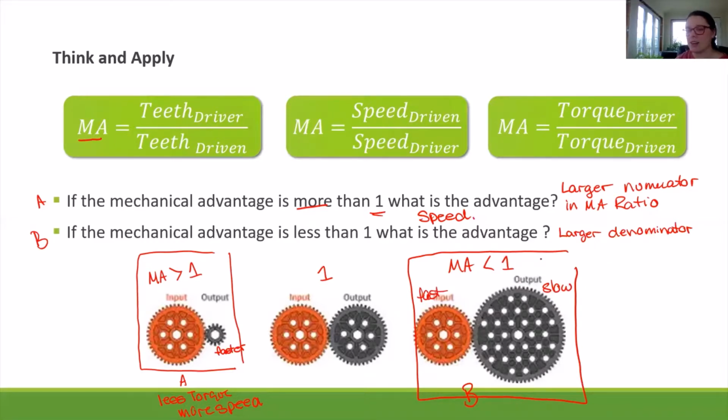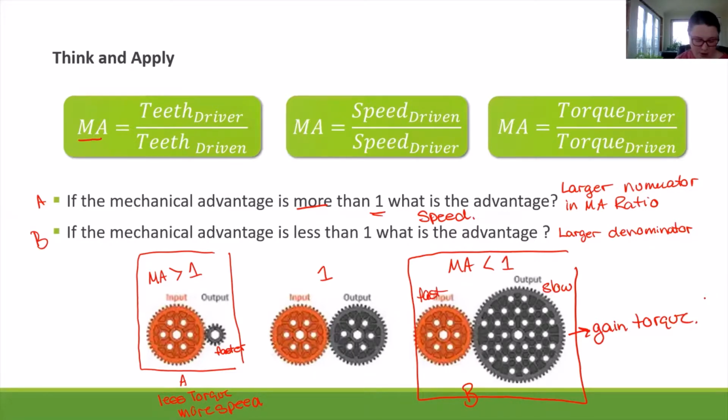So what are we gaining? Well, let's look at torque. The bottom number has to be the largest. The denominator has to be largest. The torque on the driven gear, so we're gaining torque, because it has to be larger than the torque on the driver gear. So hopefully that makes sense.